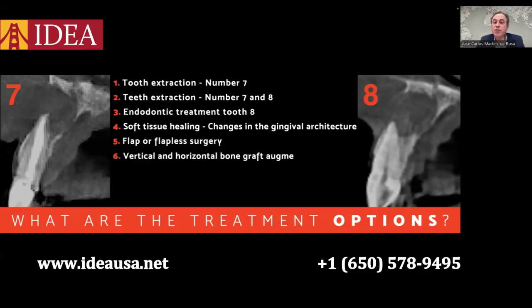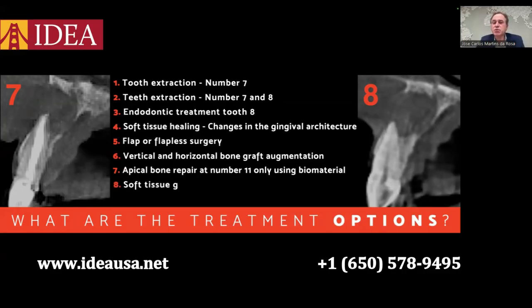We need to perform vertical and horizontal bone graft augmentation. How about the apical bone repair in number 8, only using biomaterial? And how about soft tissue graft? Do I need a soft tissue graft or not? Or maybe we can go to a Maryland bridge and finish this case the easiest way possible.